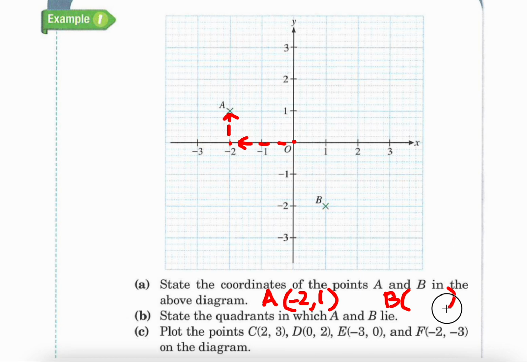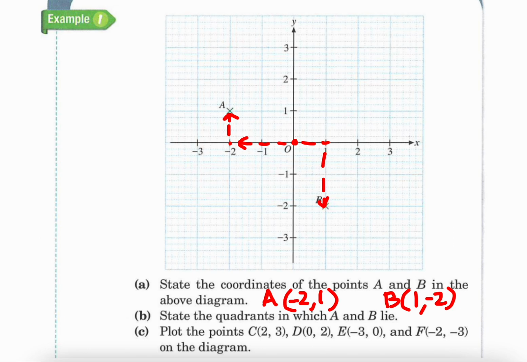For B, I'm going to do the same thing. Start at my origin. That's my starting point. I'm going to walk over to where it meets B, which is at 1, and then I'm going to fly down to -2. So A is -2, 1. B is 1, -2. They're actually opposites of each other. And this is why the order is very important. You want to walk to your x value and then fly up or down to your y value. So that's why these are actually in completely different quadrants.